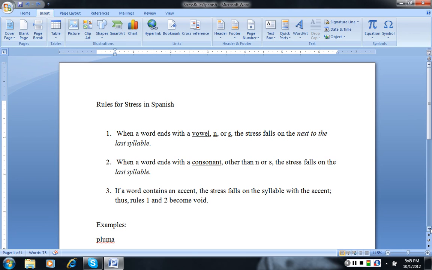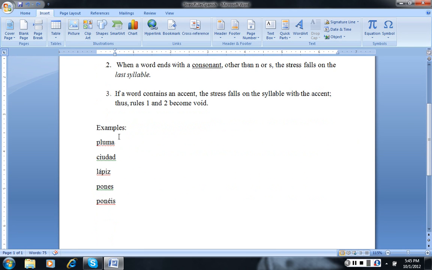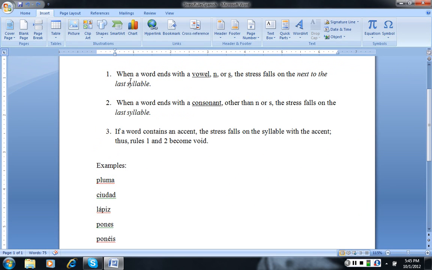Now, I have a couple of examples here. Let's run through these. The first one, pluma. Pluma, which is the word for pen. Now, we notice that this word ends with an A. So that would fall under rule number 1. When a word ends with a vowel, because A is a vowel. So the stress will fall on the next to the last syllable.